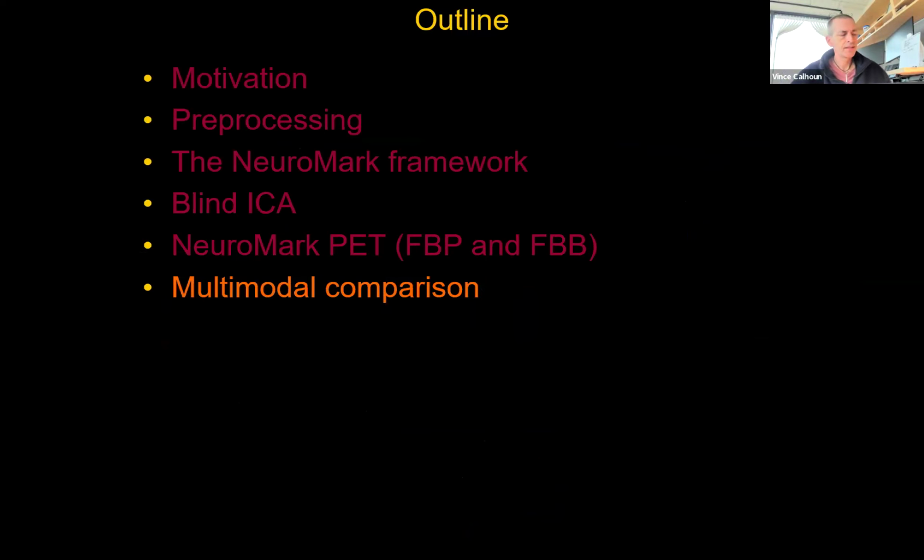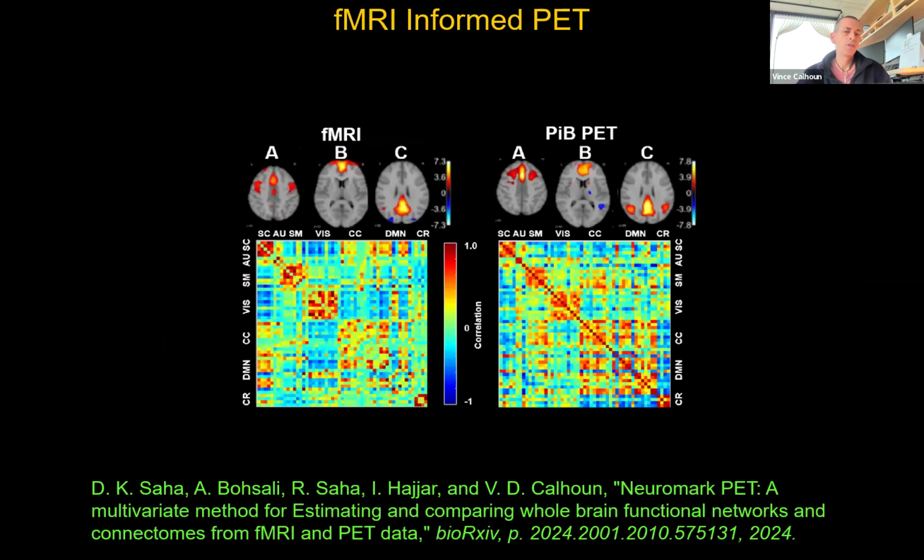Okay, and so the last section I wanted to talk about was going across modalities and across tracers. I'll start with one, which is fMRI informed PET ICA. Here we're taking resting fMRI networks that we identified from that first NeuroMark paper that I mentioned, and applying those to PET data.